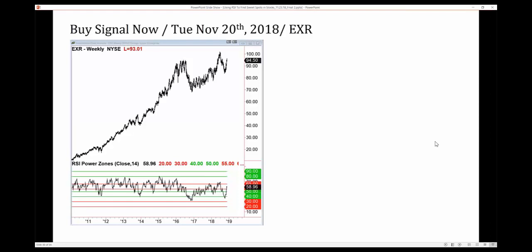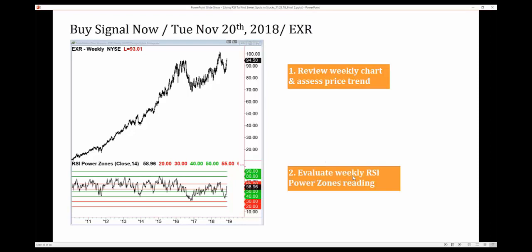EXR. This is going to start sounding like a broken record, but review the weekly chart and assess the price trend. Trend is up. Higher highs, higher lows. Evaluate the weekly RSI power zone reading. It's rising. It dipped a little bit below the bull support power zone, but it's on its way up. There's nothing here conflicting with the rising price.